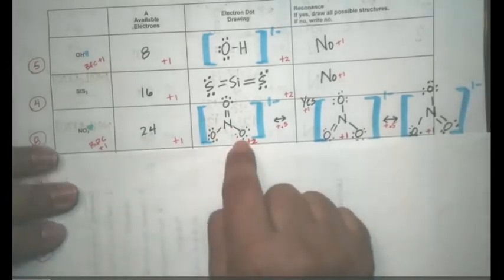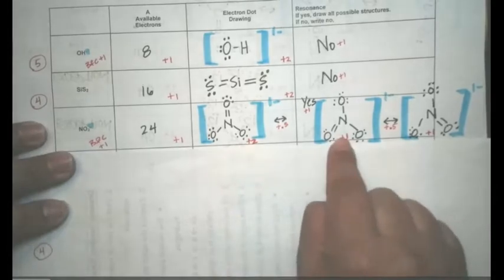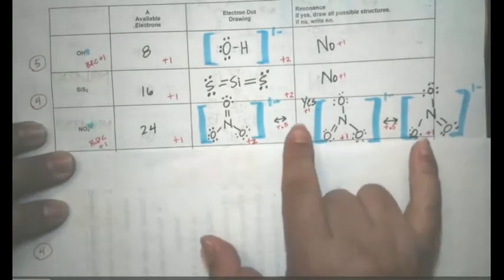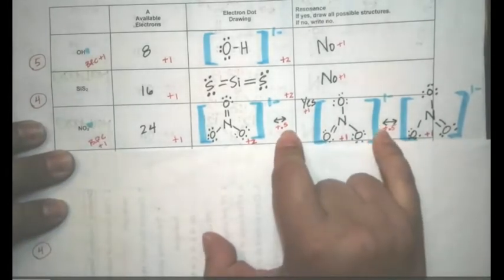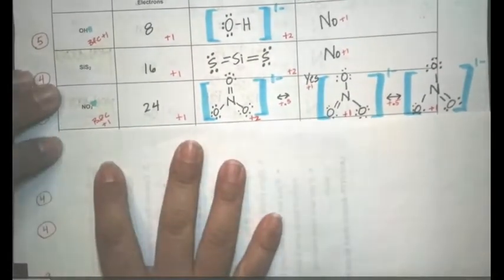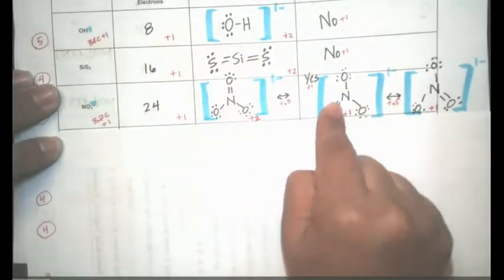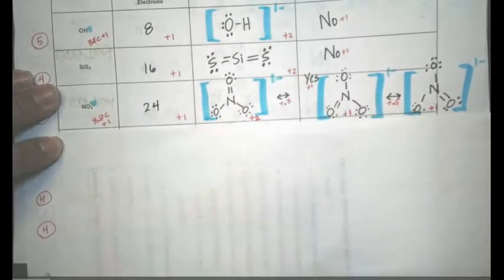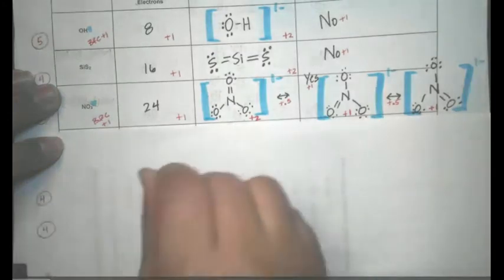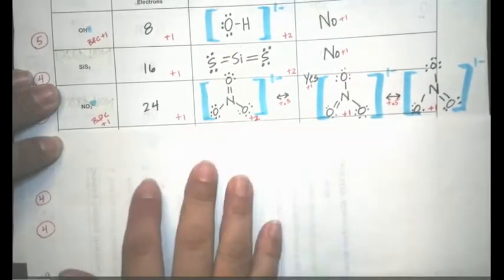Each structure, the first structure is worth 2, and then this one's worth 1, and this one's worth 1, and each arrow is worth a half, so it's a total of 1 there. Yes, it has resonance. Here's a double bond. Then here, then here. It doesn't matter where you put them. It's just you have to have a double bond on each oxygen as you show all resonating structures.